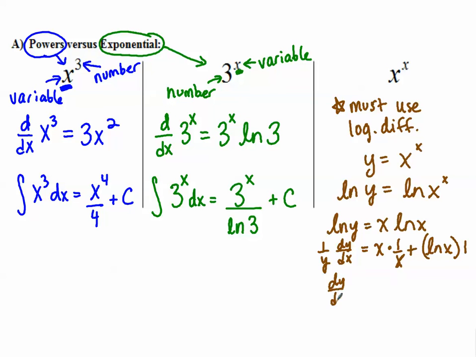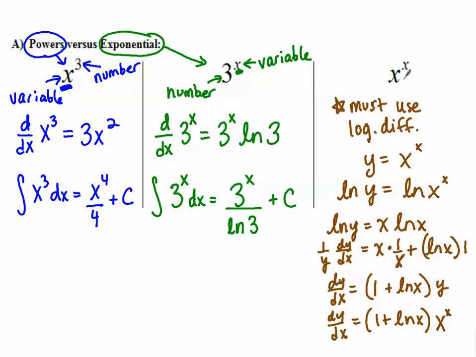So dy dx equals x times 1 over x is 1, plus natural log of x, and it gets multiplied by y. But we usually like to leave our answer in terms of x, so we say 1 plus natural log of x times x to the x, that's y. So, not exponential or power, we must use logarithmic differentiation.